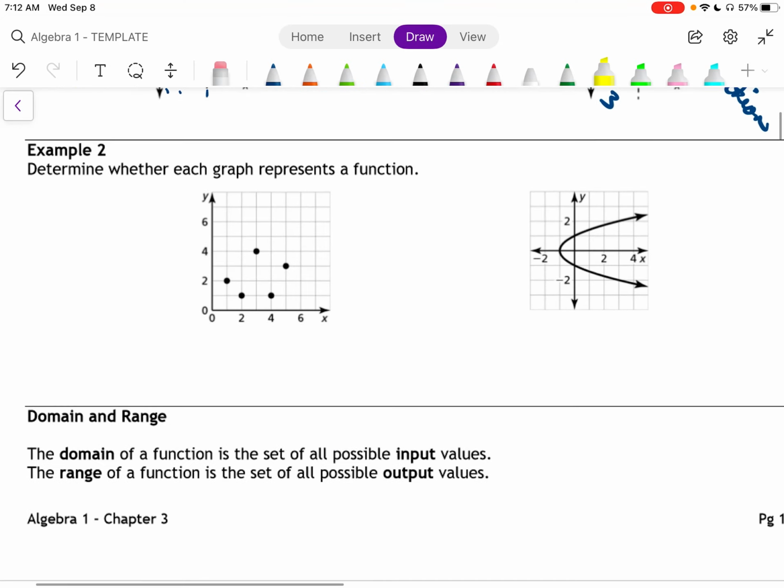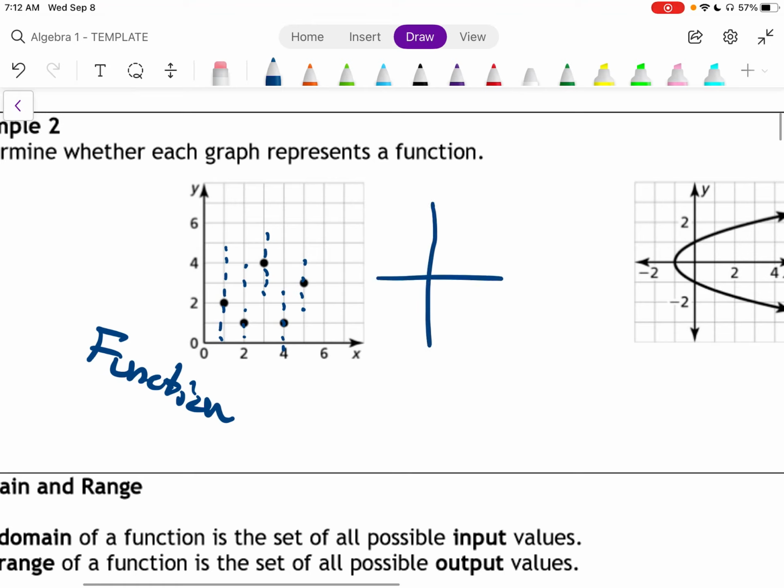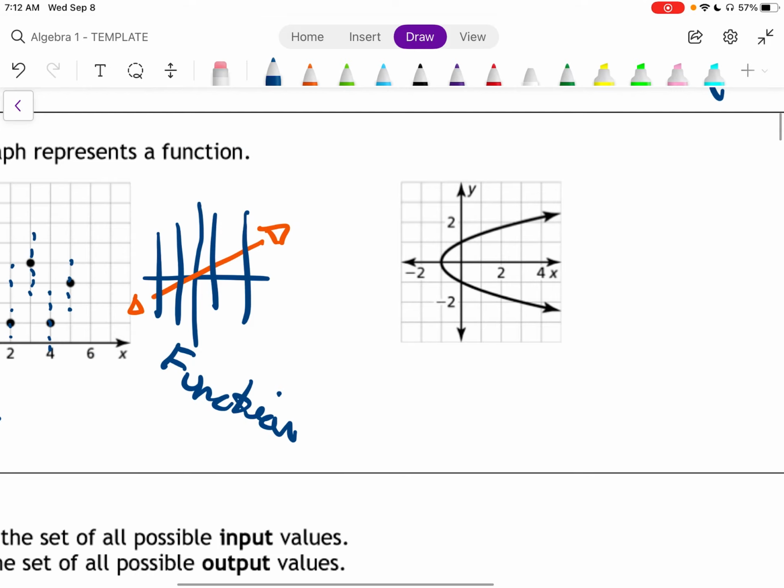So example 2, determine whether each is a function. On the left here, we have another discrete graph with a bunch of points. I can draw dotted lines through all these, and it never touches it twice. This is a function. Another example of a graph would be a line like that. You could draw all kinds of vertical lines on that, and it would never touch it twice. That would also be a function. Next up here, this is like a sideways U. I can draw a vertical line there and it fails, so it's not a function.